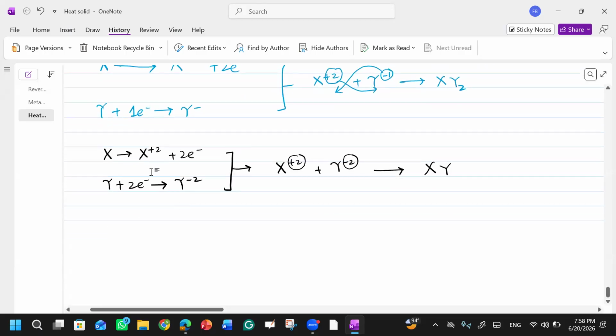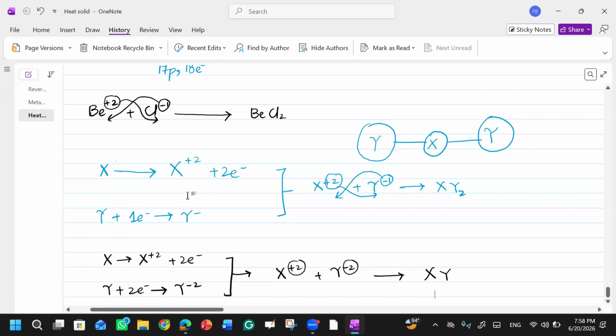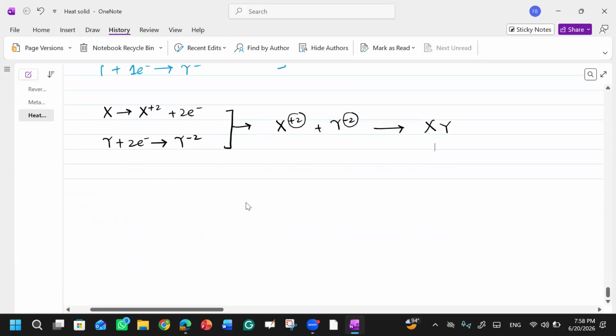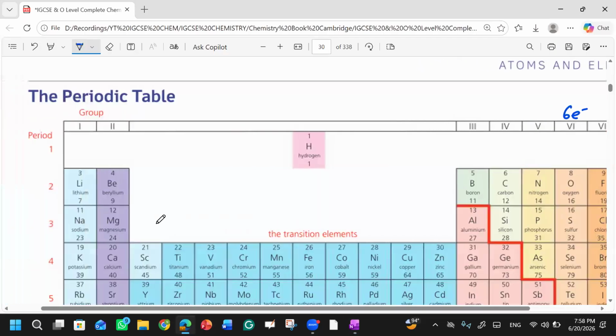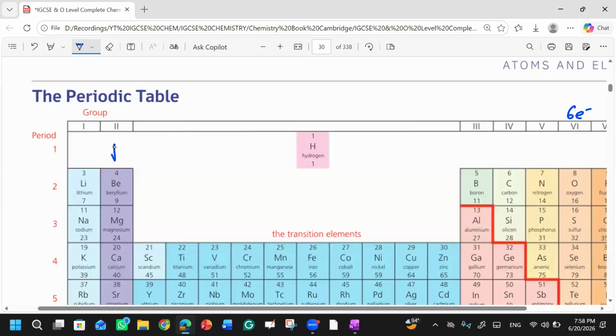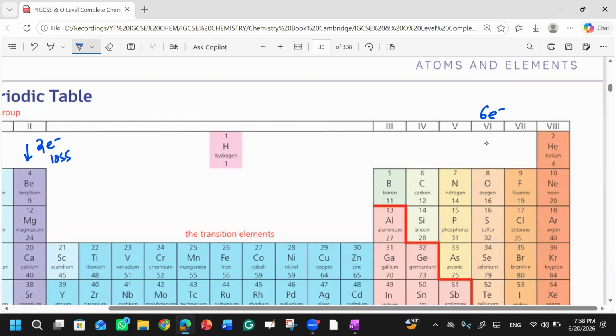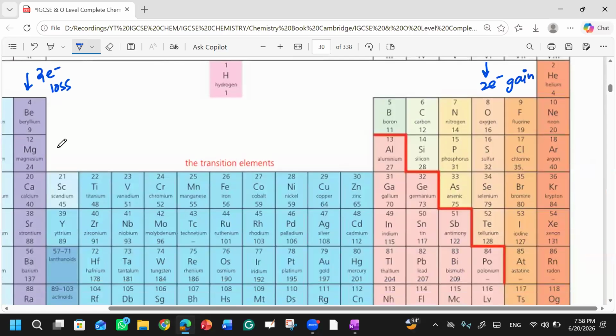We can take one example for this as well. We have done the example of beryllium and chlorine. Now we can take an example in which 2 electrons are lost and 2 electrons are gained. Group number 2, this is quite simple. They have 2 electrons in their valence shell, so they will lose 2 electrons. And group number 6, they have 6 electrons in their valence shell, so they will gain 2 electrons. So we can make beryllium oxide. We can make the bond of beryllium with oxygen.